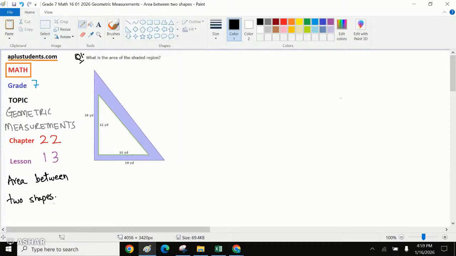So can we say that the area of the shaded region would be equal to the area, see, the unshaded area is in between the two triangles, right? So can we find the area of the larger triangle? And we know that the formula for the area of triangle is half times base times height. So this is the base for the larger, and this was the height for the larger triangle. So we can say half multiplied by base is 14 multiplied by 18.